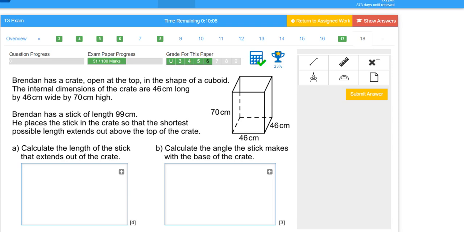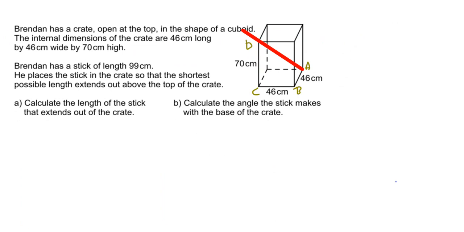Now, B, it's a bit harder, but A, we can do. We just need to model this. Okay, here we go. So I have a stick here. It's going to go diagonally from one corner to the other. And I want to work out the length from A to B. And how do I do that? Well, I'm going to use my knowledge of Pythagoras because I want to work out this diagonal here.